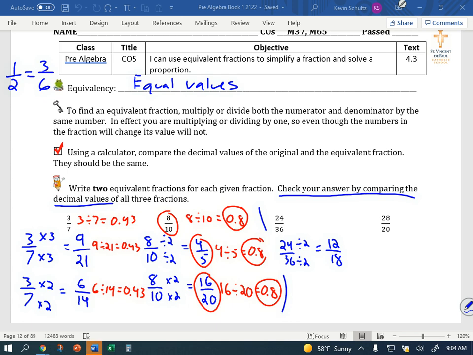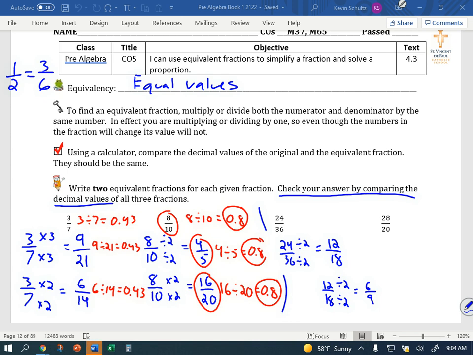By all means, certainly. Okay. If you want to take that 12/18 and divide by 2 or by 3, you got options here. To get 6/9, that can count as your second equivalent fraction. Then you'd compare the decimals of all 3 fractions to make sure they're the same. Yep. Good.